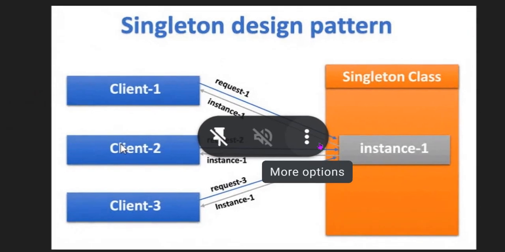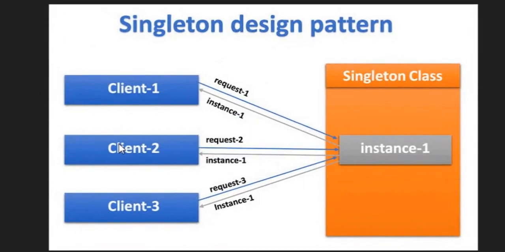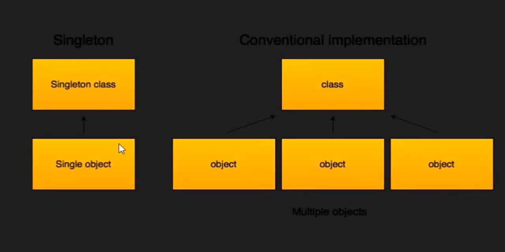There are three clients, and the three clients have to access only one instance. Only one instance should be created. With the help of that one instance, 2 to 3 clients, or 3 to 4, more than 4 clients, even 1000 clients can be accessed through that one instance. So this is what we call a singleton class.